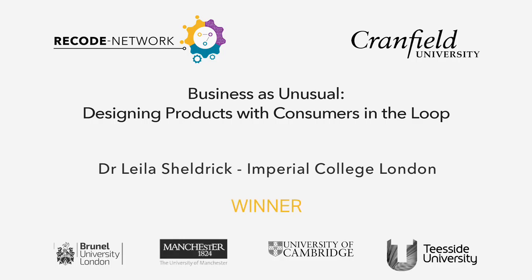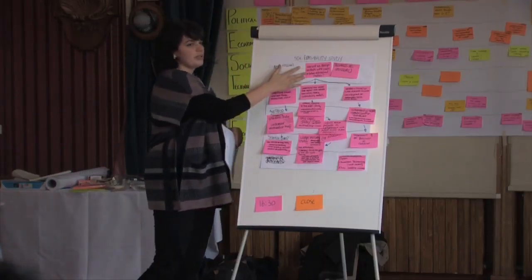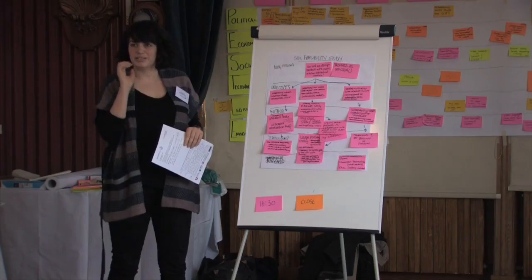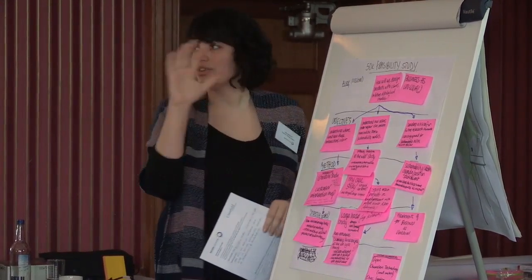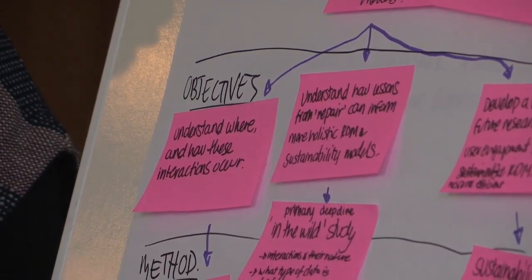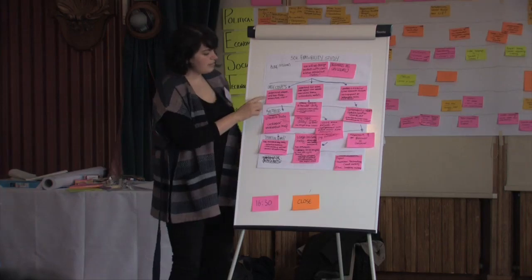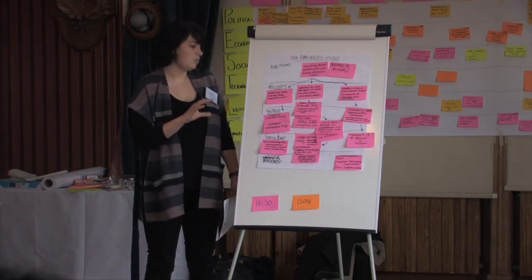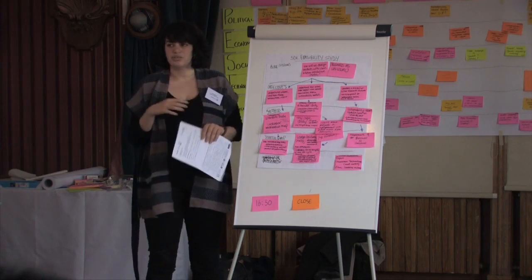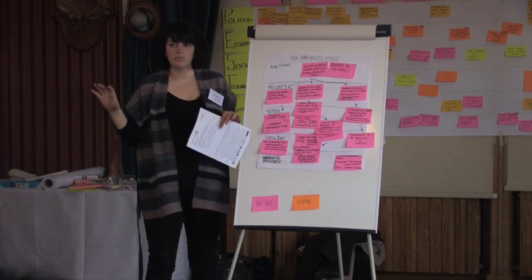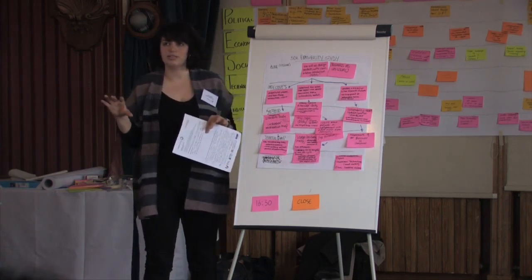Our proposal starts with the vision: how we design products with users in future models of distributed manufacturing. So really focusing on distribution from a sustainability perspective and how this interaction with users can promote that. In the first place, our three main objectives are, firstly, to understand where and how interactions with consumers occur across the full product lifecycle and across all of a company's operations.